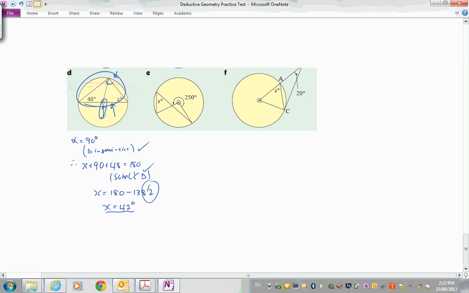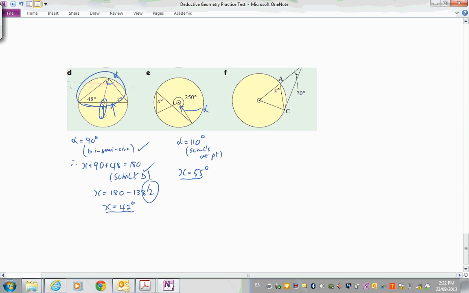Okay, so this is similar to one we just did. This angle in here, call it alpha, is 110 degrees. Sum of angles at a point come to 360. That's alpha is 110, therefore x is 55.